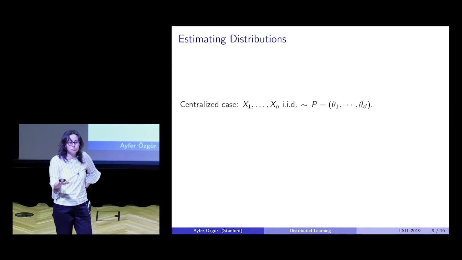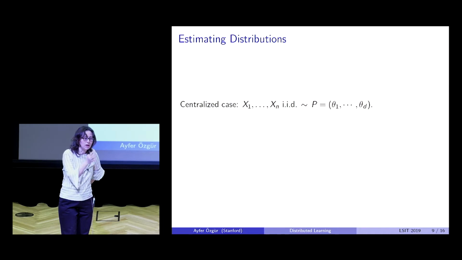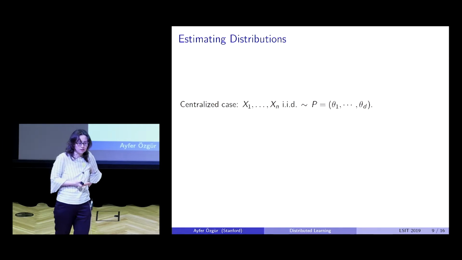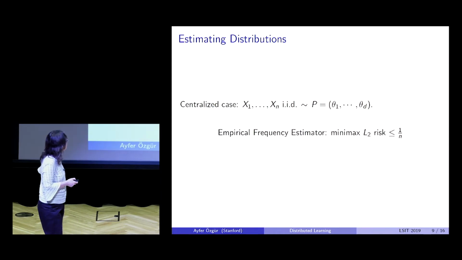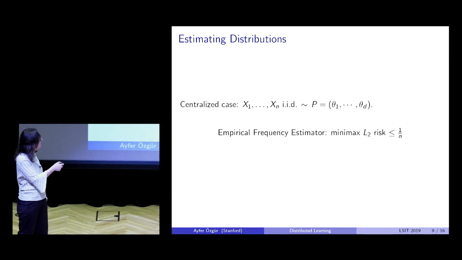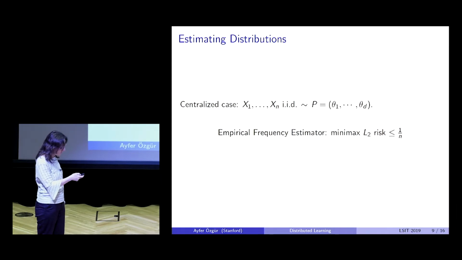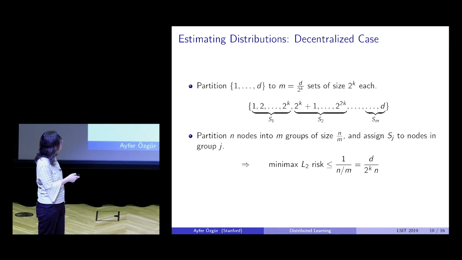Well, the simplest thing you can do is just compute the empirical frequency of each symbol in your data set, and then output that as an estimate for its true probability, right? And this empirical frequency estimator, it's easy to do the computation, will achieve a minimax L2 risk, which would be like 1 over n, where n is the number of samples you have, okay? So now, what do you do in the distributed case?